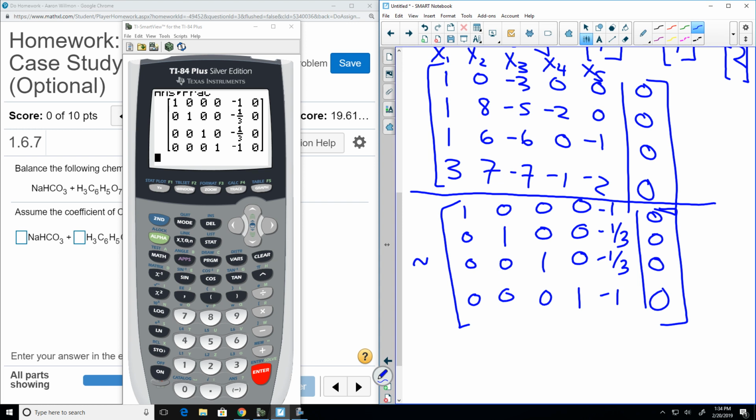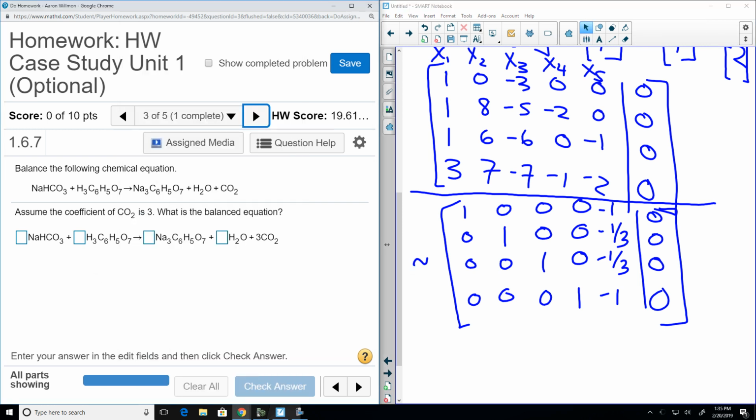So, do I have a free variable? Which one is it? X5. And it told us what X5 was, right? X5 is how many of the last compound, right? So that's 3. So it gave us 3. Why did it pick 3? It was convenient, right?